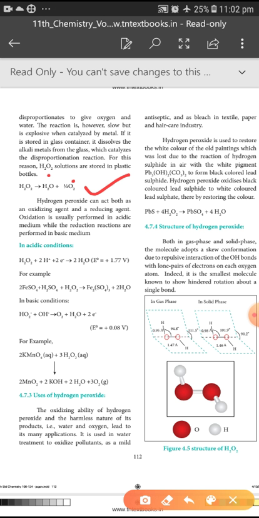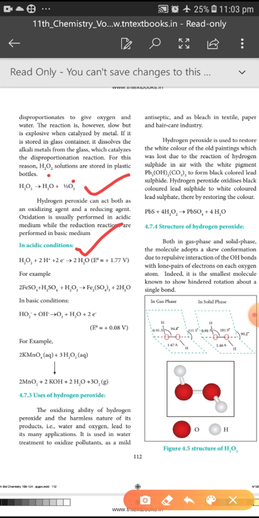Hydrogen peroxide can act as both an oxidizing agent and a reducing agent. Oxidation is usually performed in acidic medium, while reduction reactions are performed in basic medium. In acidic condition, H plus, hydrogen peroxide accepts 2 electrons and is converted into water. For example, FeSO4 in the presence of sulfuric acid and hydrogen peroxide is converted into Fe2(SO4)3.